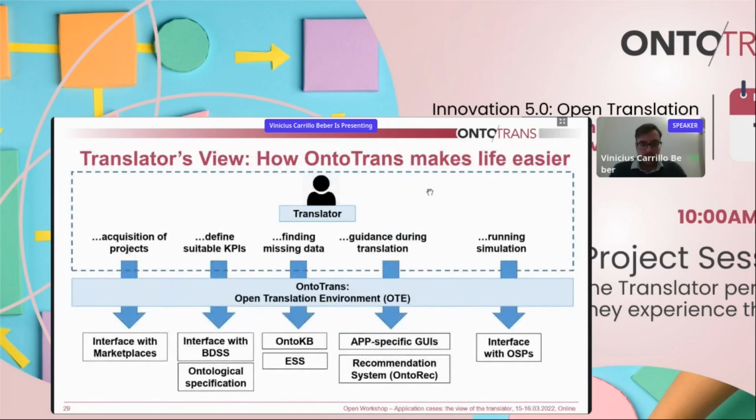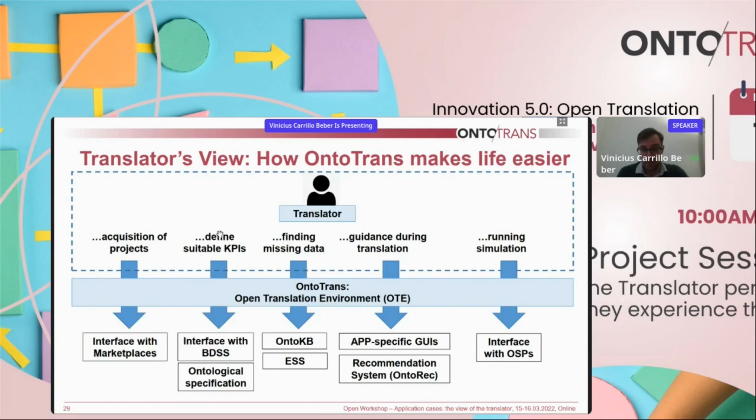So again, as I spoke in the beginning, how, from a translator's point of view, does OntoTrans make life easier? There are a lot of activities that need to be done in a translation. For instance, there is the acquisition of clients or acquisition of projects using the OntoTrans open translation environment. OntoTrans provides an interface with marketplaces, which helps translators find clients or acquire projects.